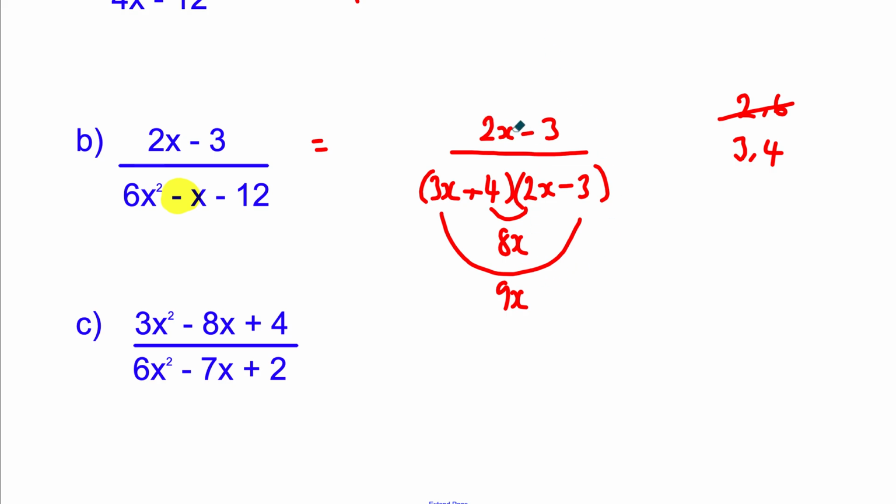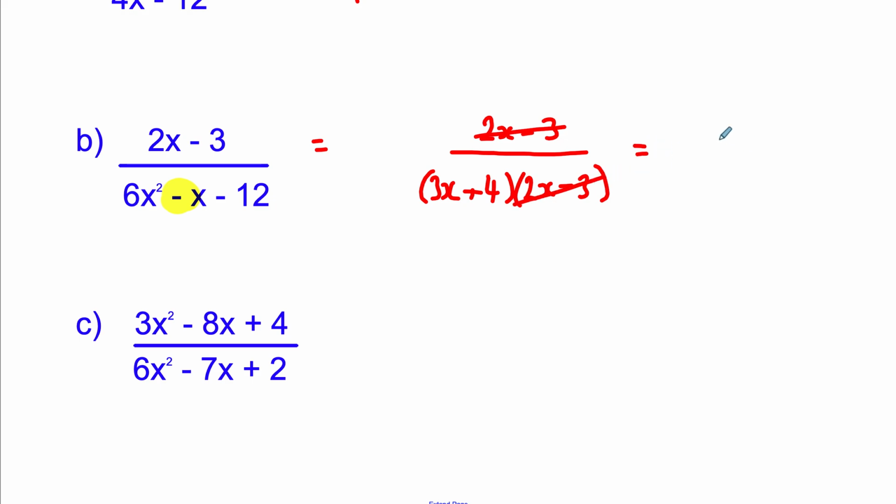We could have used the top to help us to know that it was going to be a 2x minus 3, but it is always good to practice your factorising. We kind of get a bit rusty at that after GCSE because we rely on the calculator so much, but it is good to practice that. Finally, we can cancel these common terms and be left with 1 over 3x plus 4.